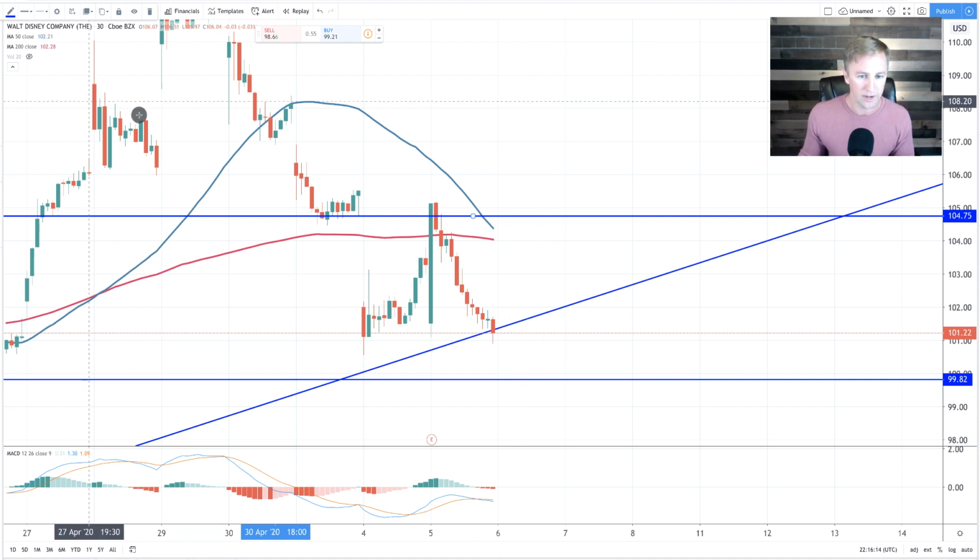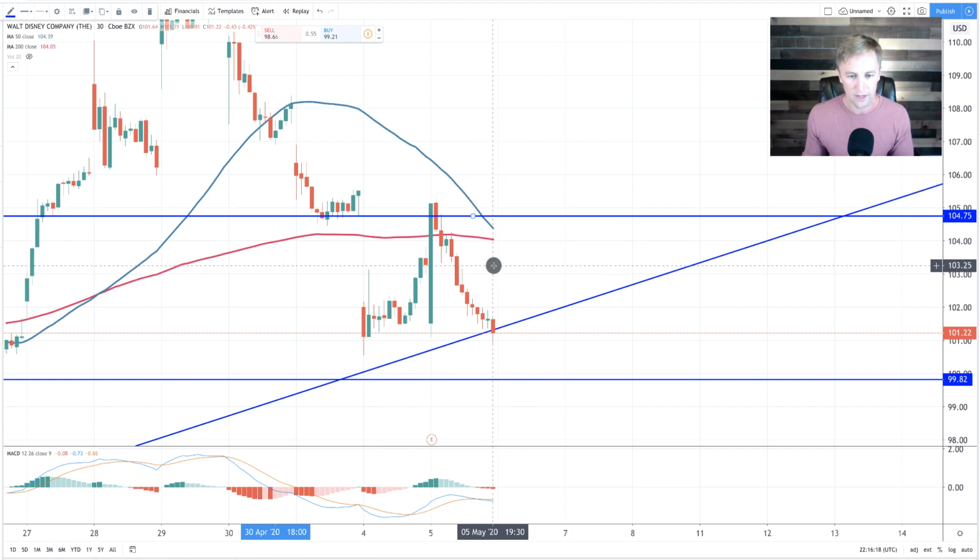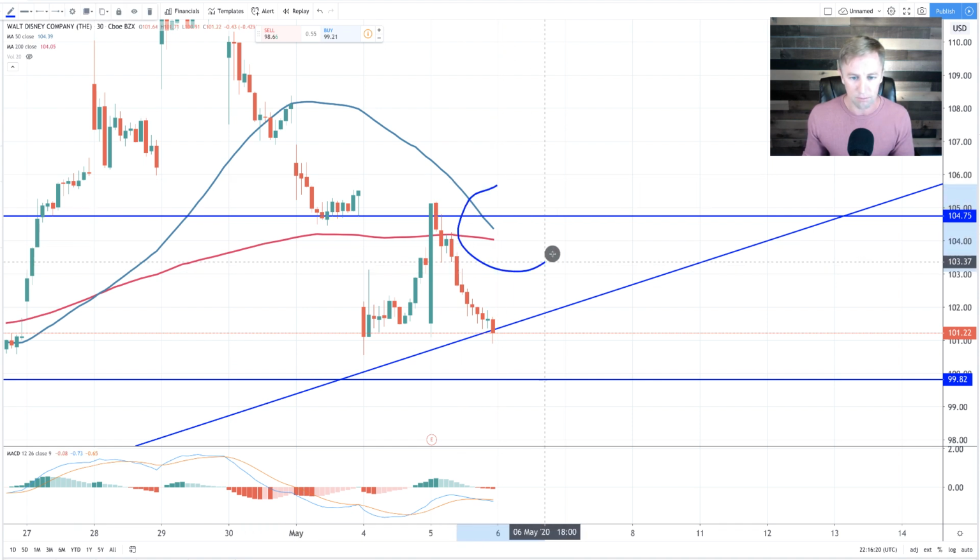Now, one other thing to point out, see how I remember what I was talking about, the 50-day crossing over the 200 when they're sloping down? Well, that looks like it's going to be taking place here very soon on the 30-minute time frame as well. It looks like this 50-day period moving average is coming down, and then the 200 might slope right below it, which is also bearish.